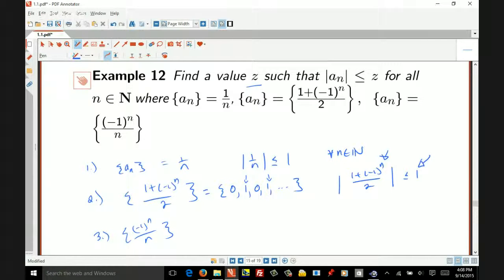Tell me about this one. Negative 1. Yeah. Well, except you're dividing by n, so it's negative 1, 1/2, negative 1/3, 1/4. So what is a bound for that one then? 1.